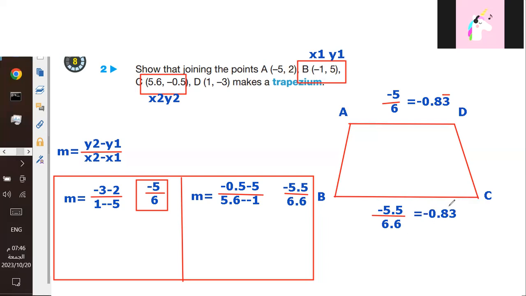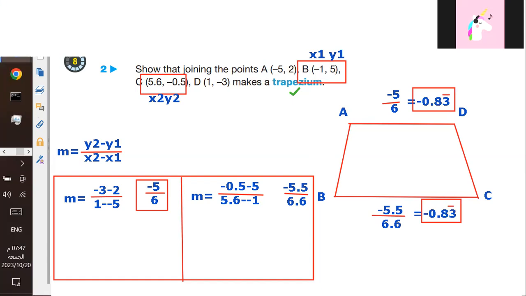So what did I notice? I noticed that both of them have the same gradient. So this gradient and this gradient are the same. It means these two lines are parallel, and if they are parallel, it means it is a trapezium. We showed that they are making a trapezium, and this is how you answer a question like this, okay?